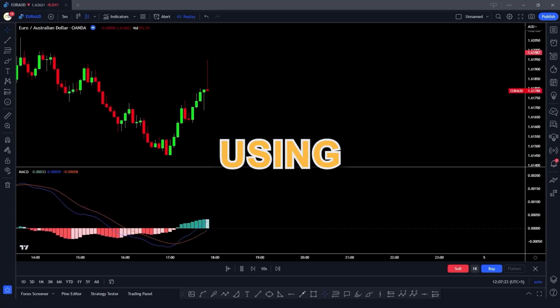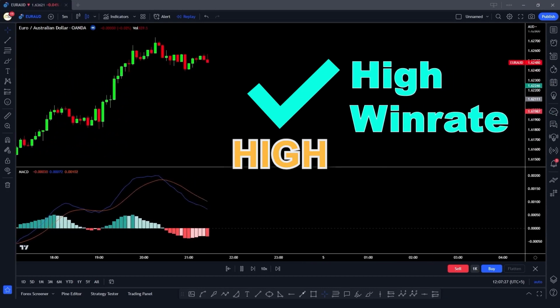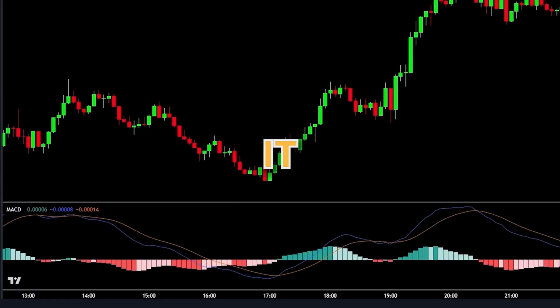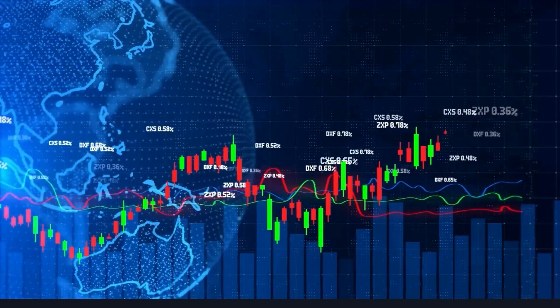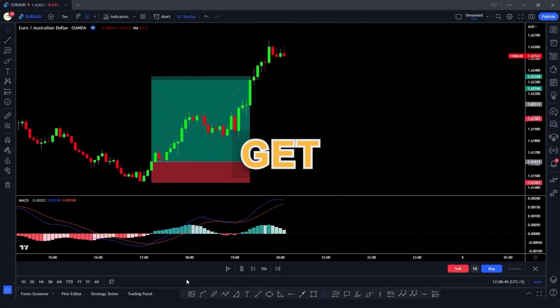This trading strategy using the MACD indicator is possibly one of the best that you will see because it has a high win rate, it's pretty easy to set up, and it works on almost all the markets. And most importantly, it makes you money. So without any further ado, let's get started.